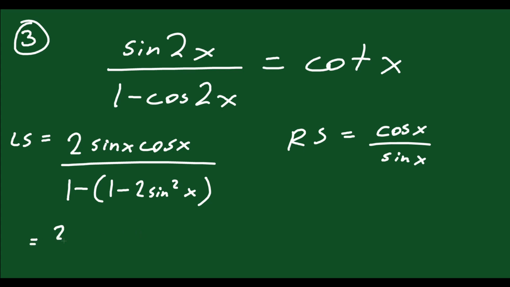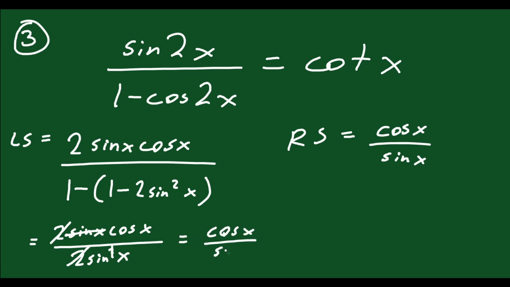So you're left with 2 sine x cos x divided by 1 minus 1. They go away. 1 minus negative 2, that's going to be positive. So you'll get 2 sine squared x on the bottom. Okay, now the 2 on the bottom cancels with the 2 on top. The sine on the top cancels with one of the sines on the bottom. And you're just left with cos x over sine x, which is equal to your right side.